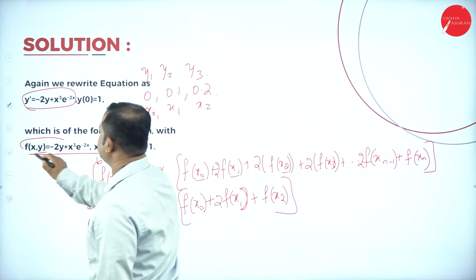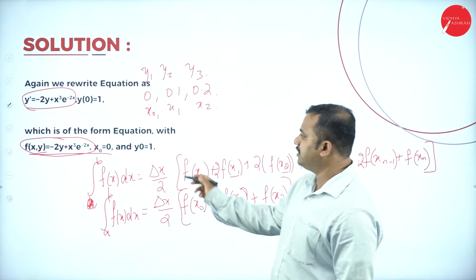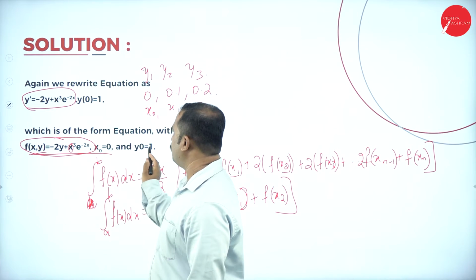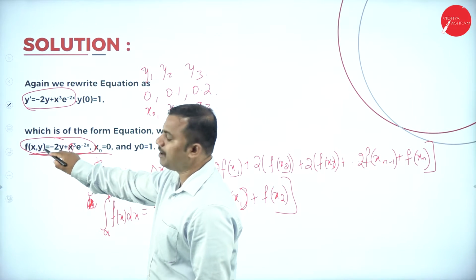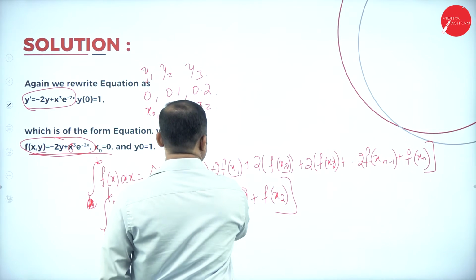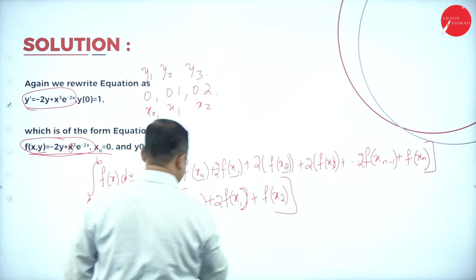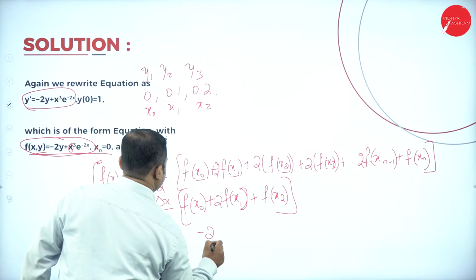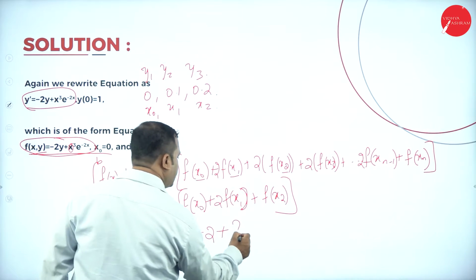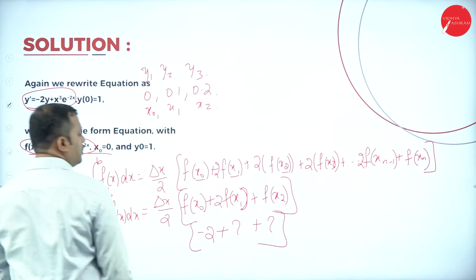So let me consider the equation f of x equal to x cube e to the power of minus 2x minus 2y. If I say that x equal to 0, the first term becomes 0. Y is equal to what? 1. That is minus 2 into 1, which is minus 2. That means f of x0, when x is 0, is equal to minus 2 plus, what is f of x1? When the value of x1 is what? That has to be determined. What is the value of x2? That has to be determined. So finally, we will determine that.